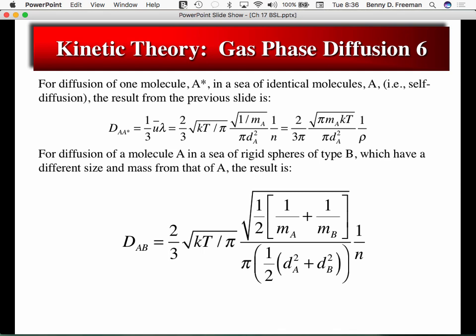This result is extended for diffusion of molecule A into a sea of rigid spheres of type B, which have a different size from A. I won't go over the derivation. This is just the final result from kinetic theory, and you can see it looks quite similar to the self-diffusion result, except now there's a slight change in including the diameters of both components and the molecular weights of both components. And this gives surprisingly good results. It's very simple, but gives surprisingly good results within about 5% or so for gas mixtures at low pressure.